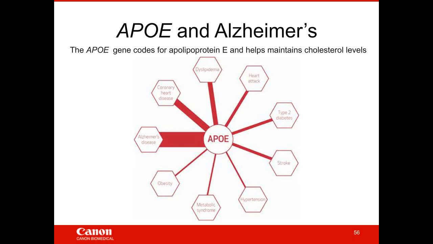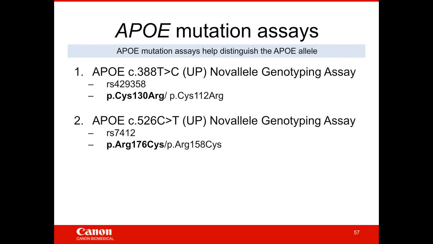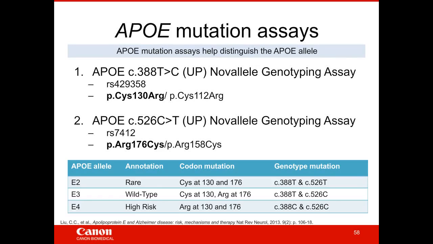For those of you that don't know, APOE is a gene that encodes for apolipoprotein E, which is responsible for maintaining cholesterol levels. Because of this, APOE is often associated with things like heart disease, hypertension, type 2 diabetes, but what it is most associated with is Alzheimer's disease. We offer two specific assays that help distinguish the APOE alleles, and there are three common APOE alleles, APOE2, 3, and 4.